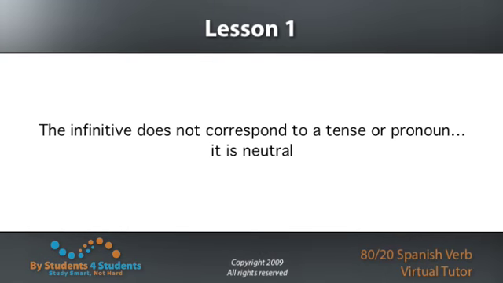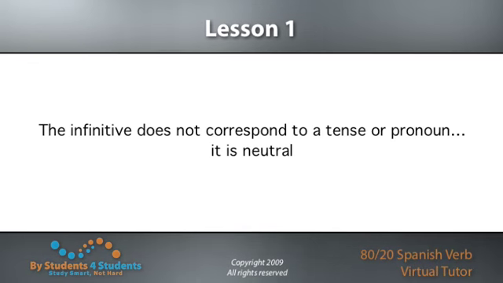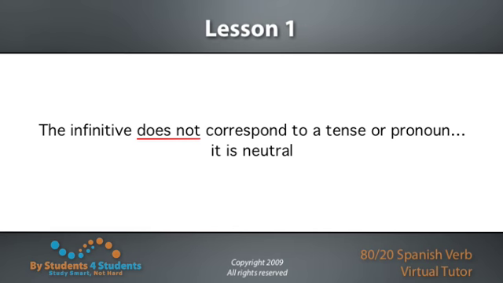The infinitive is the only form of the Spanish verb which does not correspond to a tense or to a pronoun. It simply refers to an idea, to think, as in the act of thinking, regardless of time or subject. This is what makes the infinitive special, and so it is extremely important as the first step towards learning Spanish verbs.